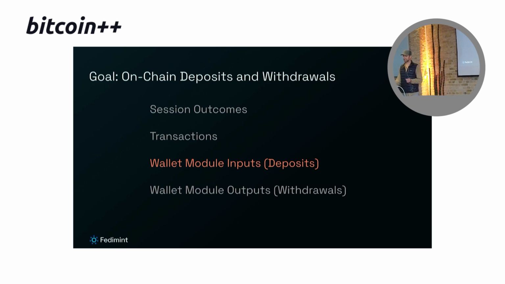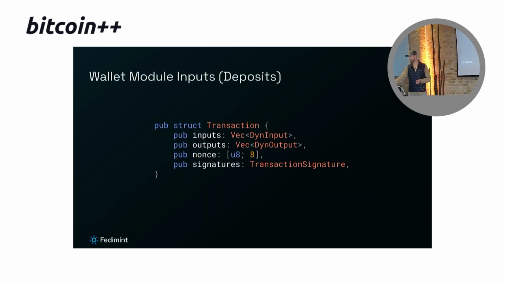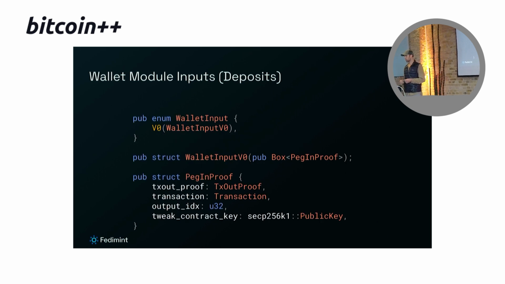Great. Let's take a look at wallet module inputs specifically, which again correspond to deposits. So we'll narrow our focus on, instead of DynInput, which is a generic Rust type, we'll take a look at the concrete wallet input type. So what is a wallet input? If we peel back a few layers of this onion, we can see we have a peg-in proof. All right, cool. But what is a peg-in proof, and why do we need to take a look at that?